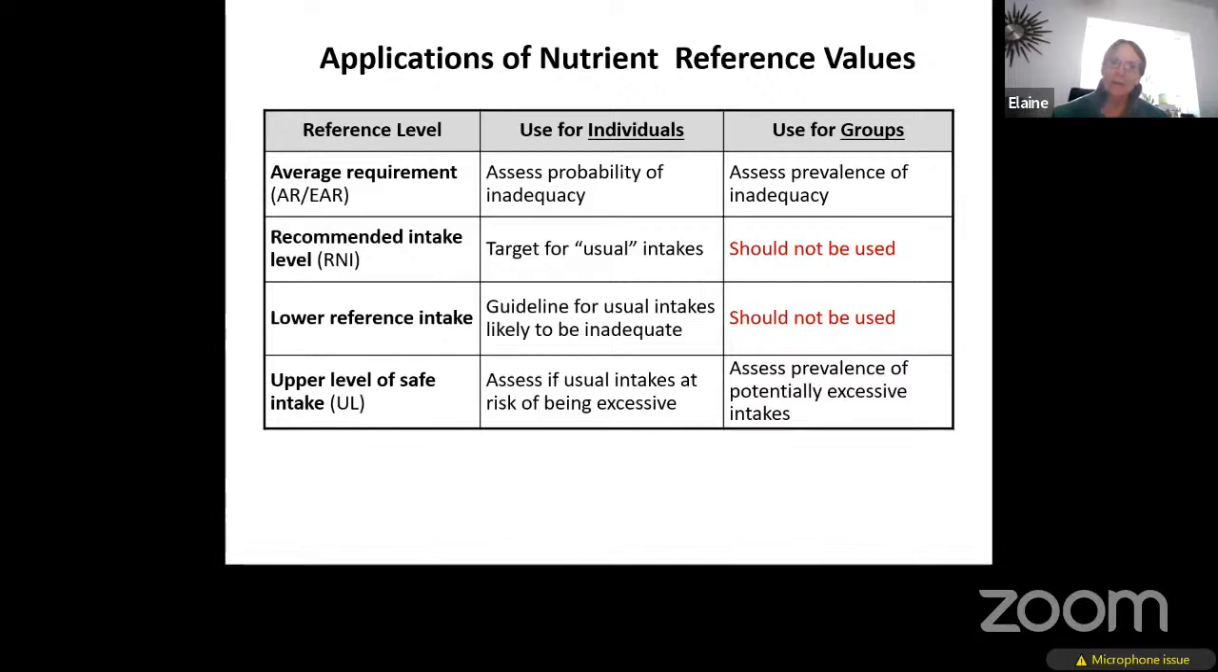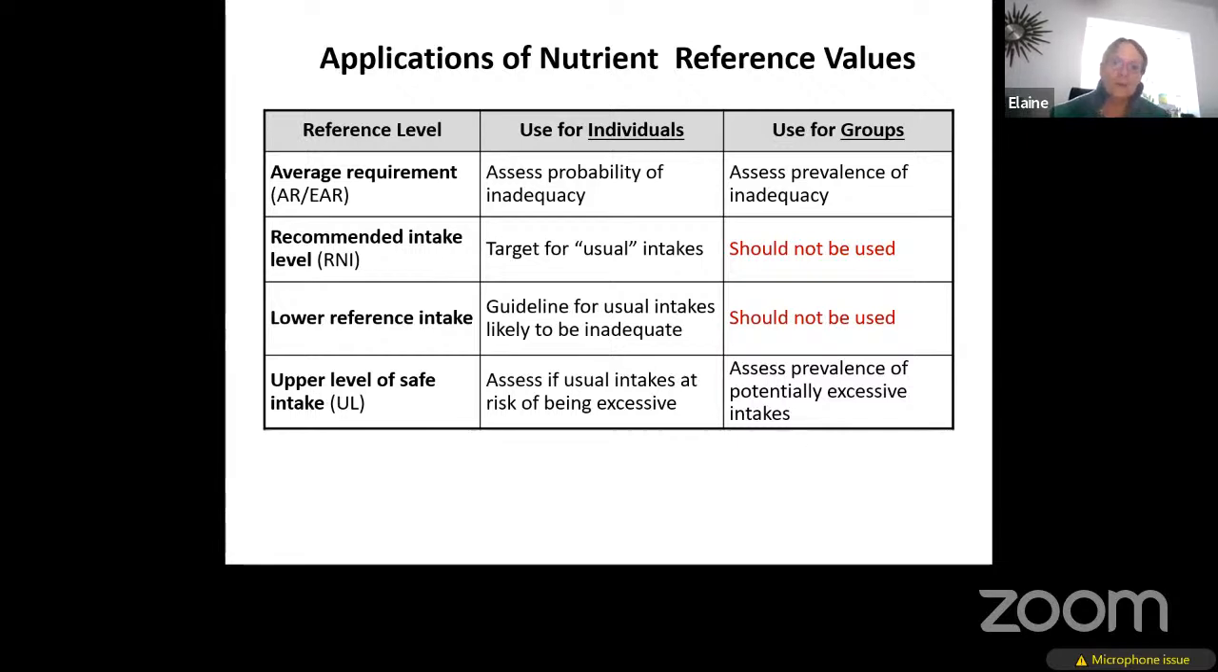Then we had the recommended nutrient intake level. That's the amount that meets the needs of 95% of the population. For an individual, that's usually your target intake level, because if you're consuming that amount, you're quite certain that your nutrient requirements will be met because it meets the needs of 95% of the people. So there's only about 2.5 to 5% where it wouldn't be enough. So for the individual, if you're consuming that amount, you're fairly confident that that will be meeting your needs. For epidemiological purposes, for looking at groups, that should not be used.